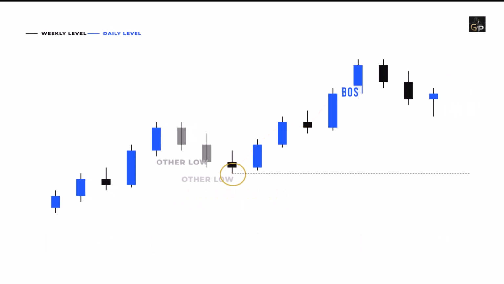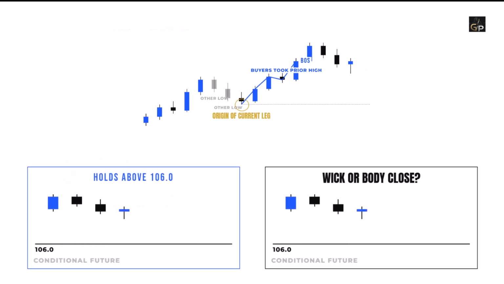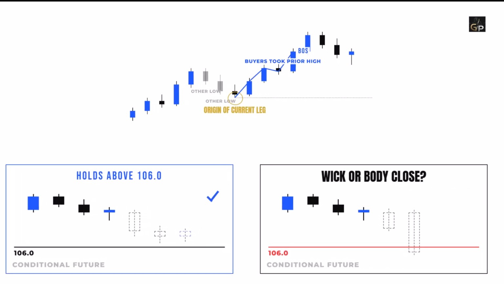It matters more than the other lows because it's the origin of the current leg, the point where buyers stepped in with enough force to take out a previous high. While price stays above it, the thing that caused this move is still intact. If price closes below it, whatever produced that leg has failed, and you're no longer in the same market you were analyzing.